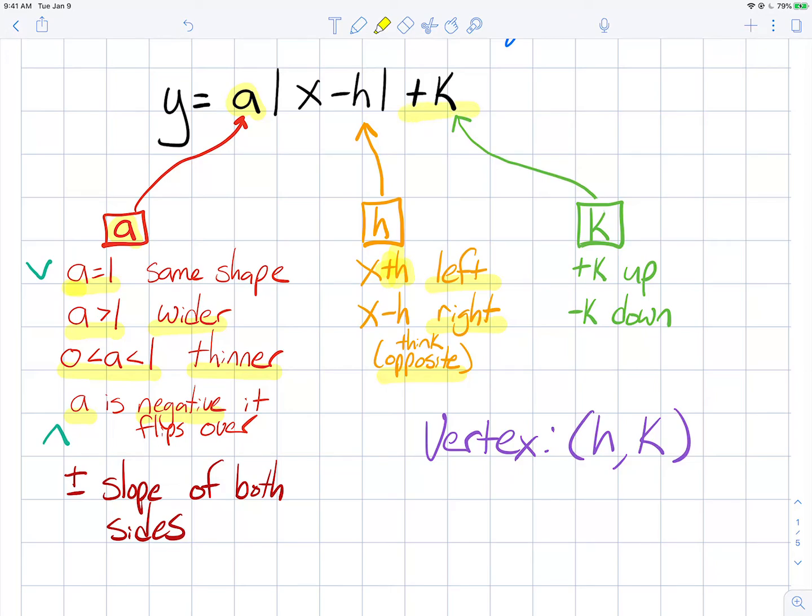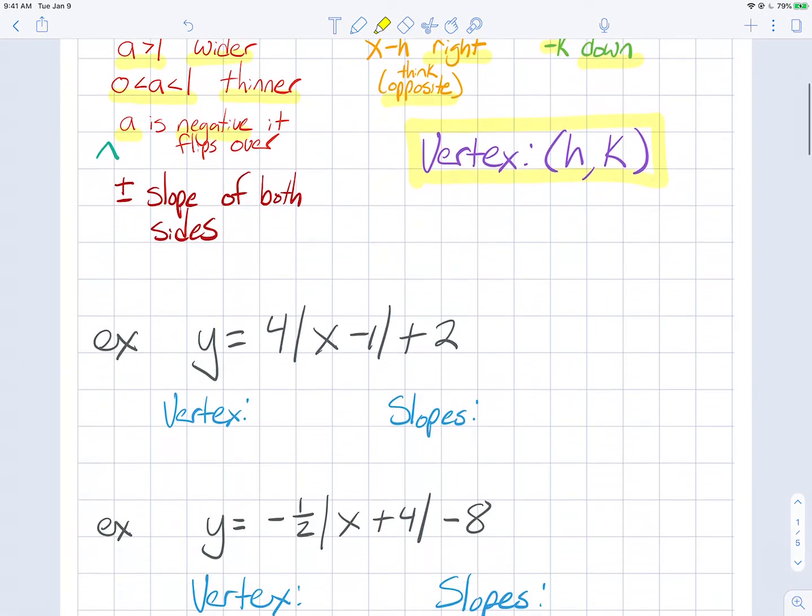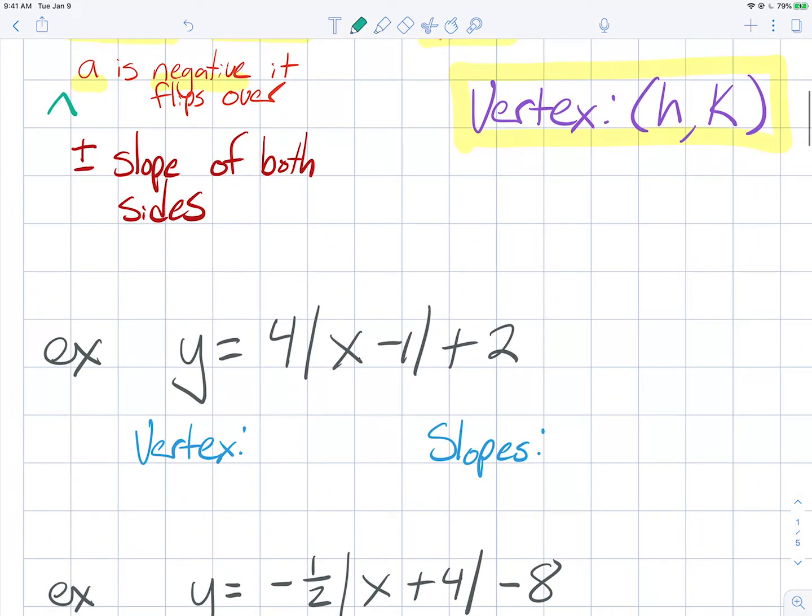Then at the end, there's a number being added or subtracted. If that number is being added, you're going to be moving it up. If it's being subtracted, you're going to be moving it down. Now, one of the things that these two numbers give you, h and k, is the vertex. So we are going to be graphing absolute value equations using the vertex and the slope of both sides of the v. So if our equation was y equals 4 times the absolute value of x minus 1 plus 2.